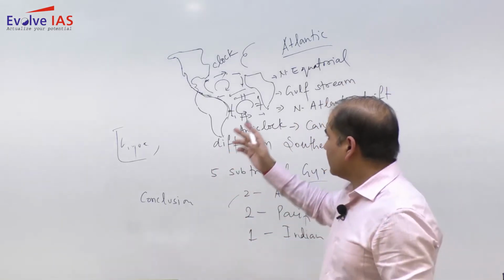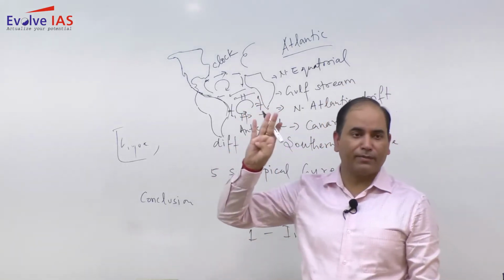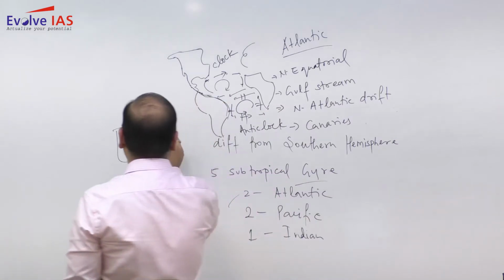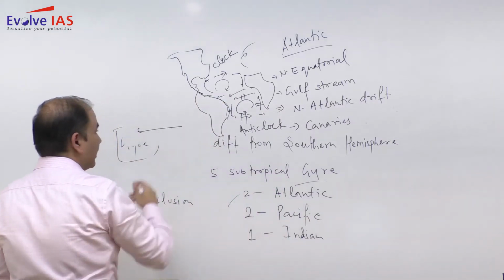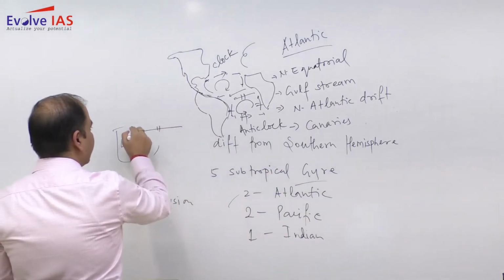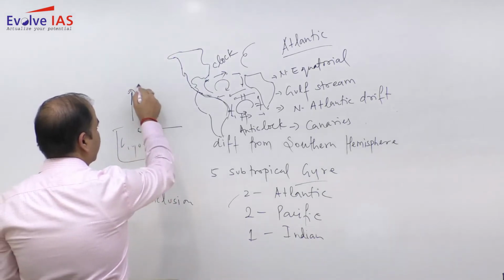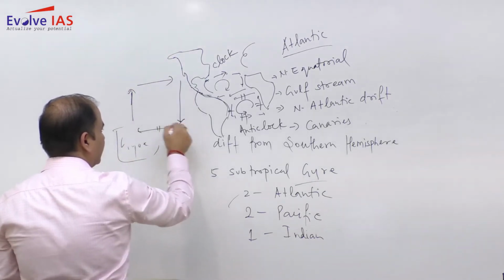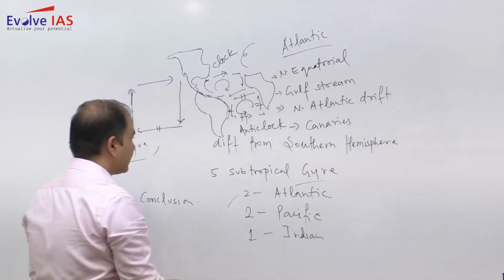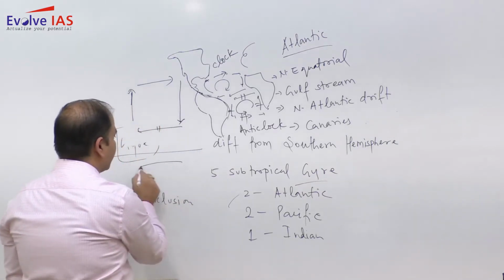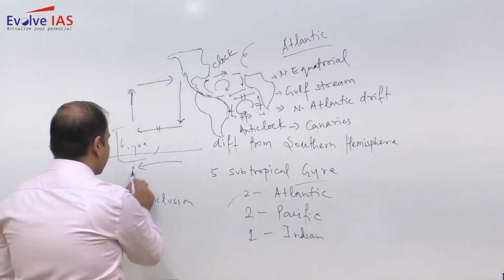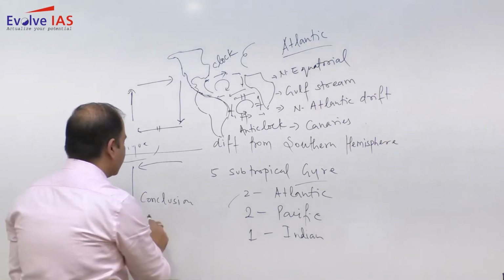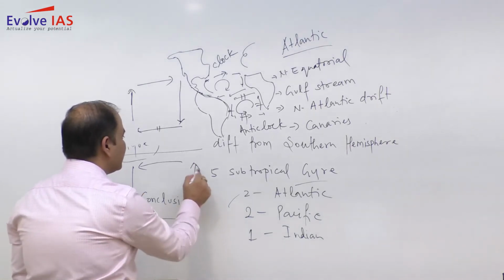In that gyre, you will find there are 4 different boundaries. In the northern hemisphere, there is a southern boundary, western boundary, northern boundary, and eastern boundary. In the case of the southern hemisphere, you will find there is a northern boundary, a western boundary, a southern boundary, and an eastern boundary.